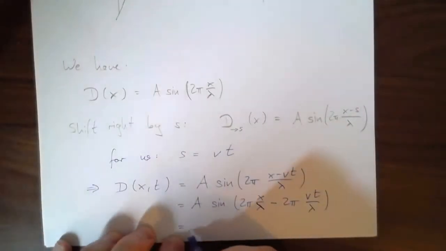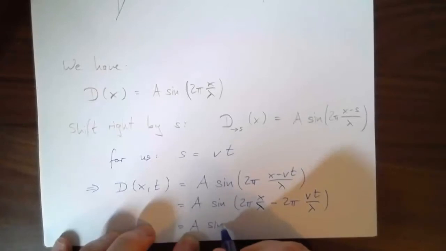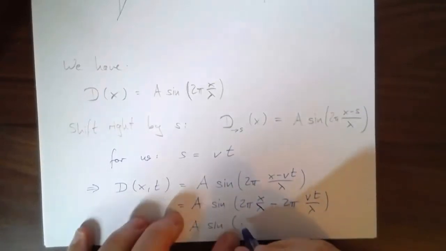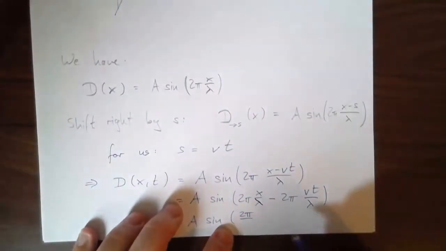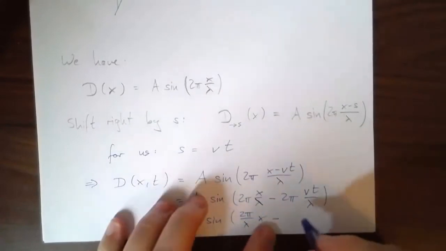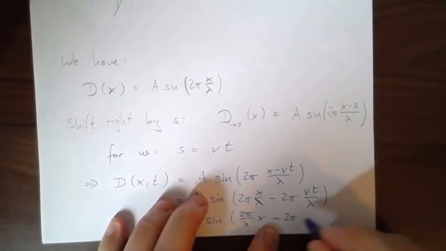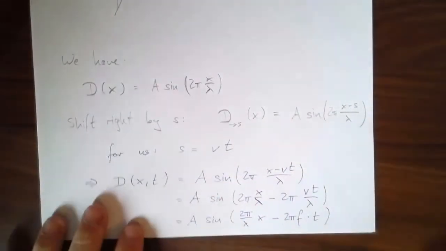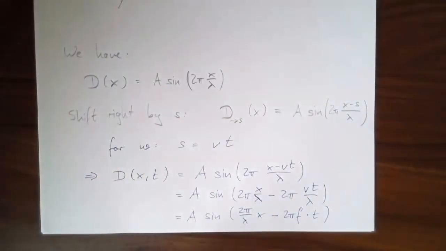So I can write this as a sine, pull the 2 pi out, 2 pi over lambda x minus 2 pi f times t. Now we could again leave it like this, but we can just simplify it a tiny bit further.